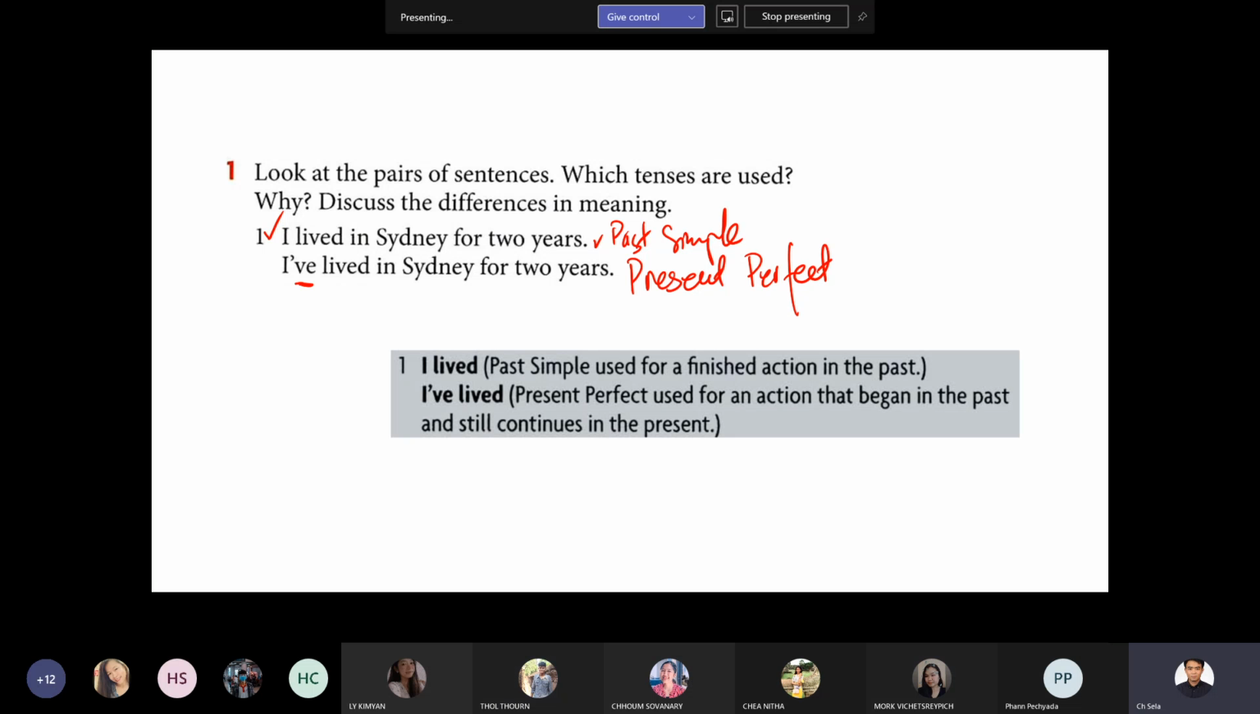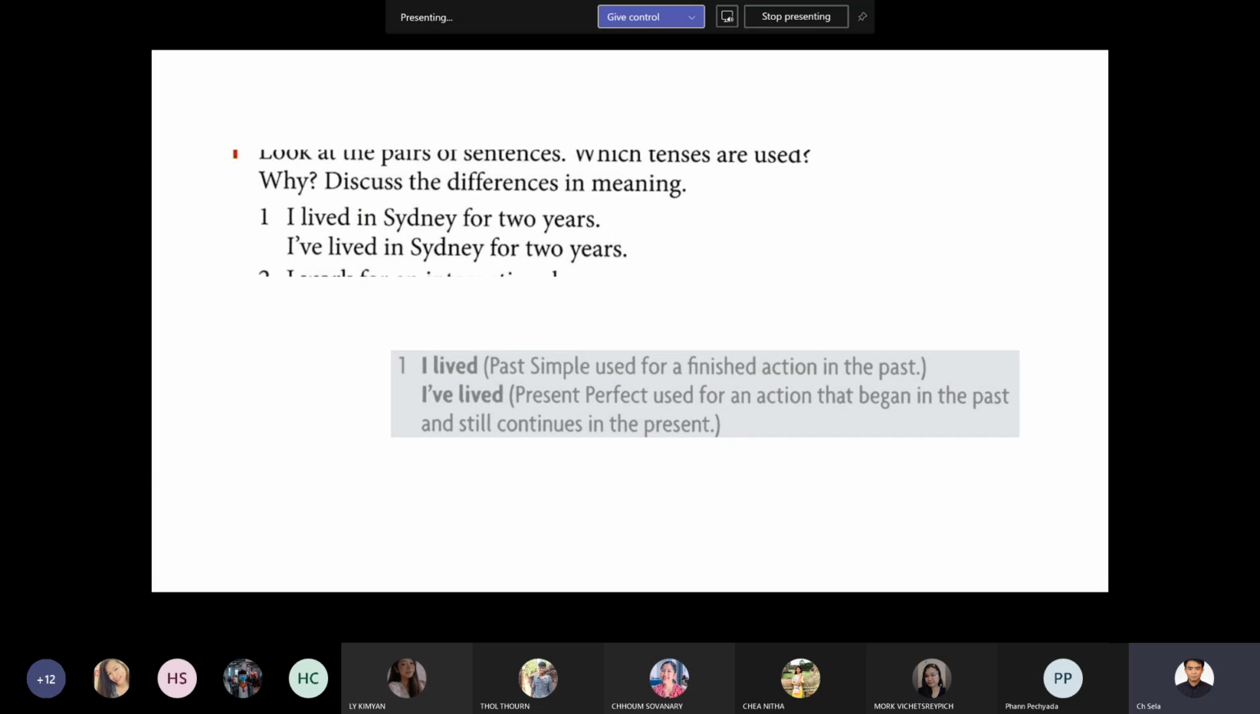Okay, so the first one, past simple is used for a finished action in the past. You are right. It already finished. And the second one, I have lived, present perfect, is used for an action that began in the past and still continues in the present. Okay, perfect. Your answer is correct. Now let's look at the second one. I give you one more. Second one.